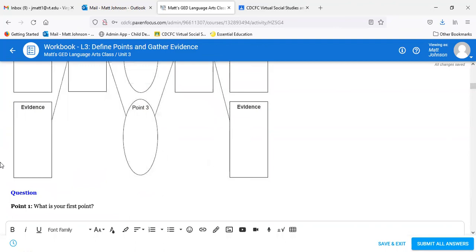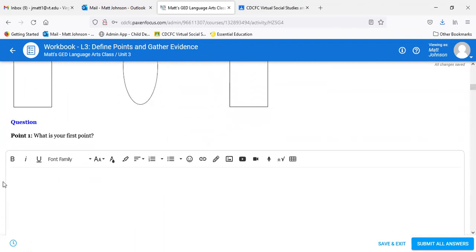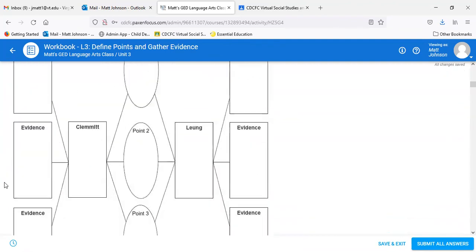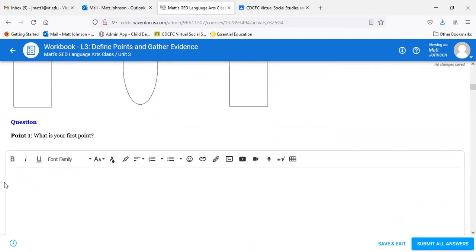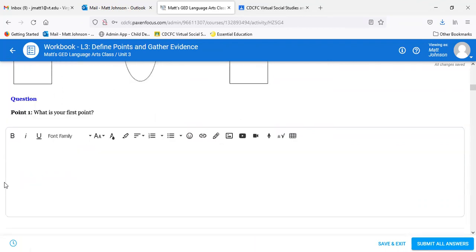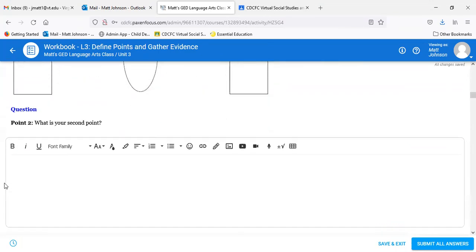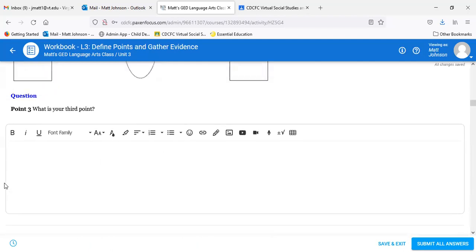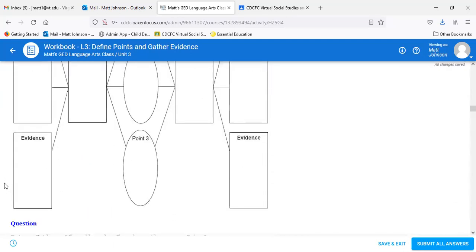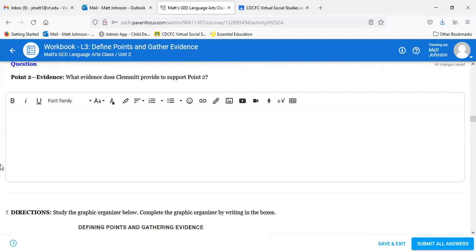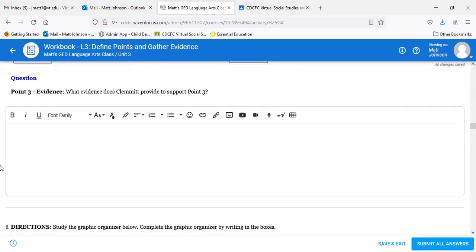I don't want you to focus on that too much. We're going to just consider the points. I'm going to show you here. So for question two, we're going to start with a point, just like we did in the quiz. And then for the next question, we're going to do a second point, then a third point, and then we will look at evidence. So what evidence does Clement provide to support point one, point two, point three?